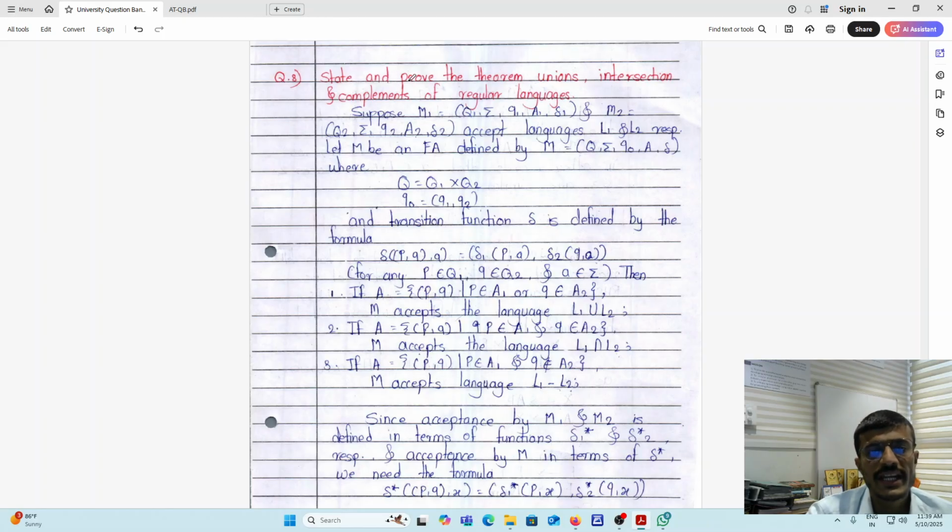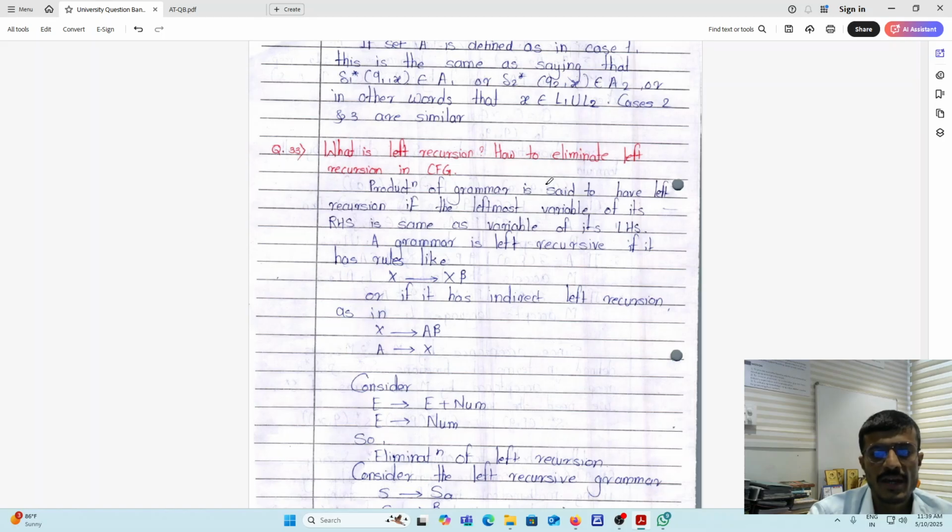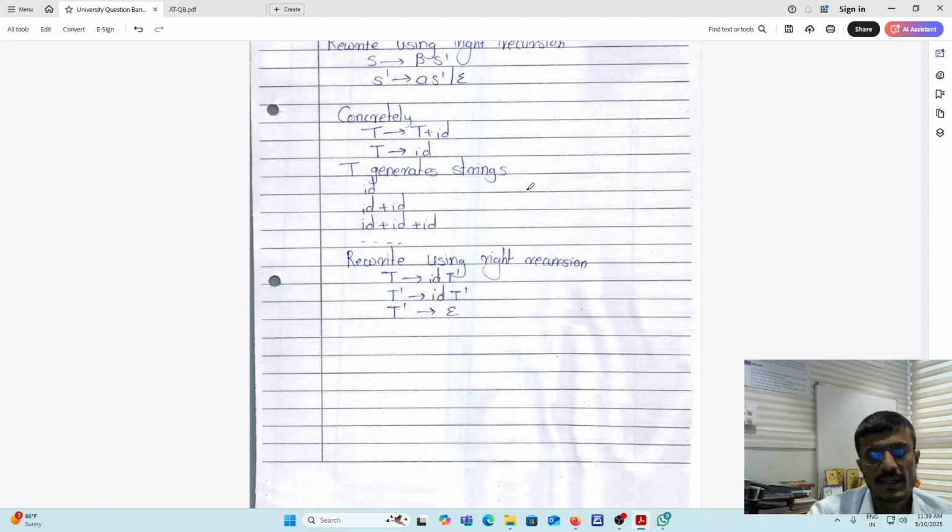Again the same question: state and prove the theorems on union, intersection and complement of regular languages. This is very simple, we have already seen it. Then, what is left recursion? That is a theoretical part, you can go through that.